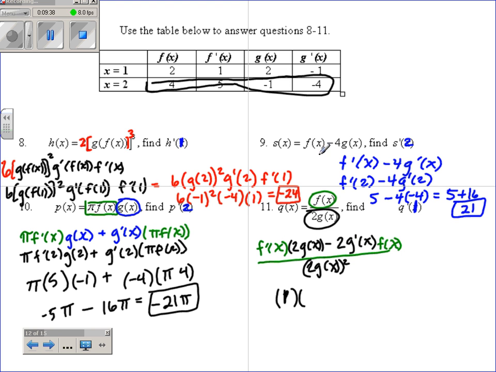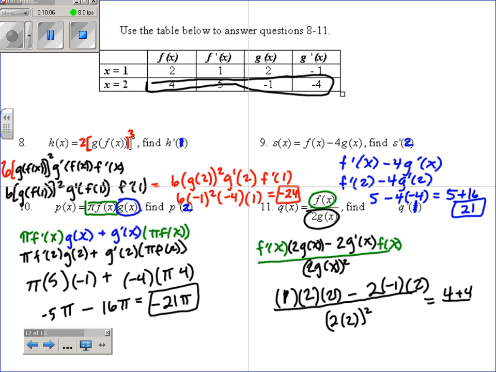2 times g of 1, which is 2, minus 2 times g prime of 1, negative 1, times f of x, which is 2, all over g of 1, just 2 squared. So now we have 4 plus 4 over just 4 squared, which is 16. 8 over 16, which is 1/2.